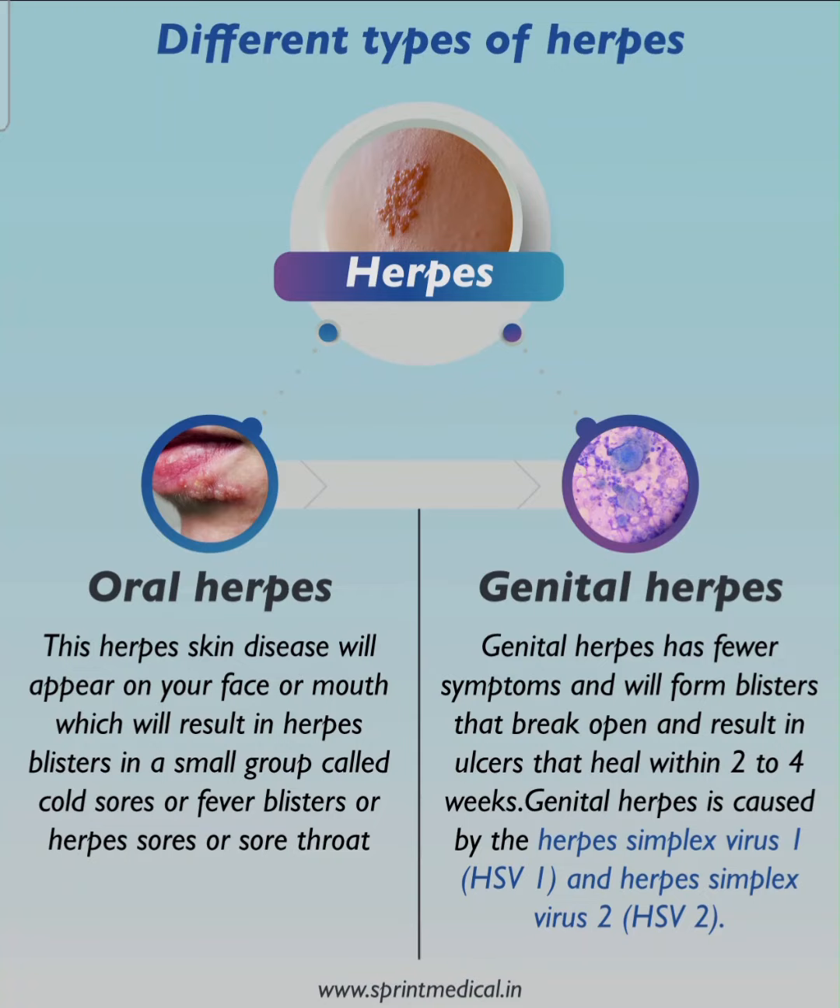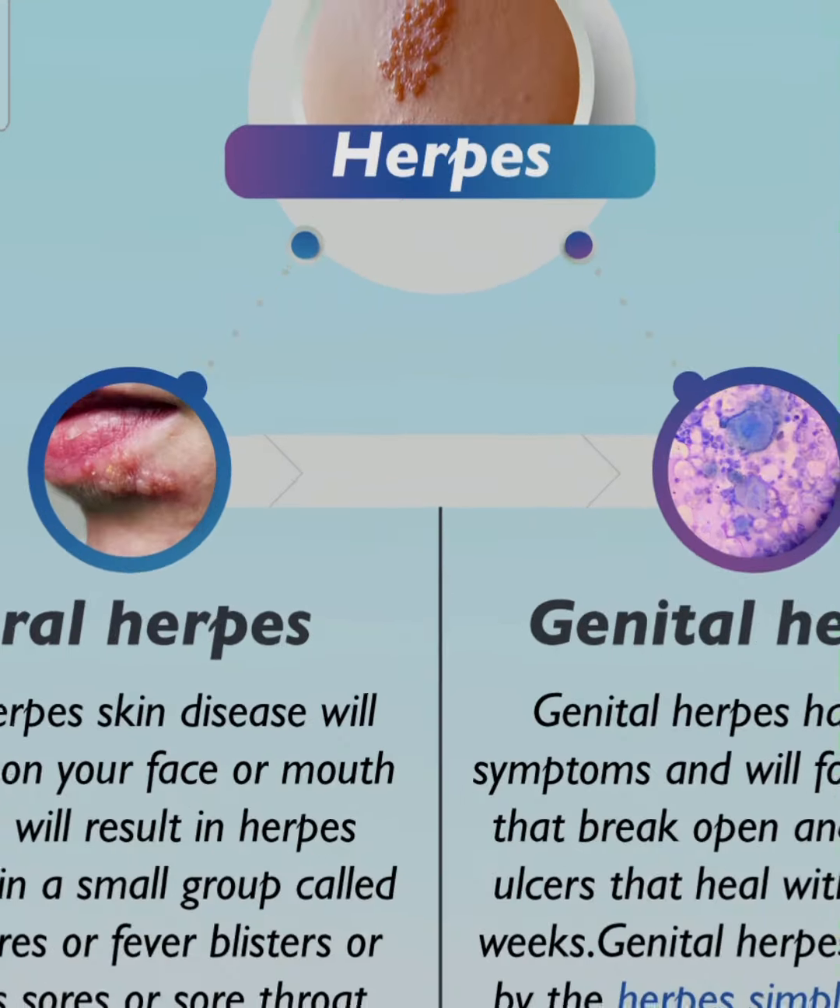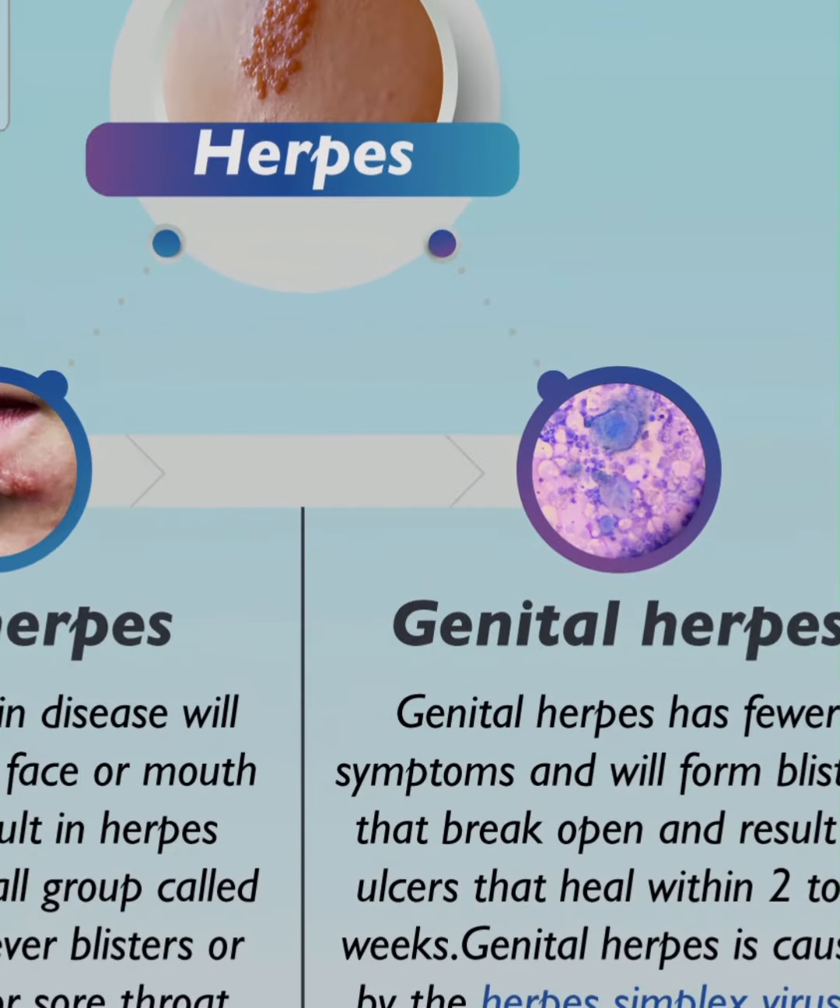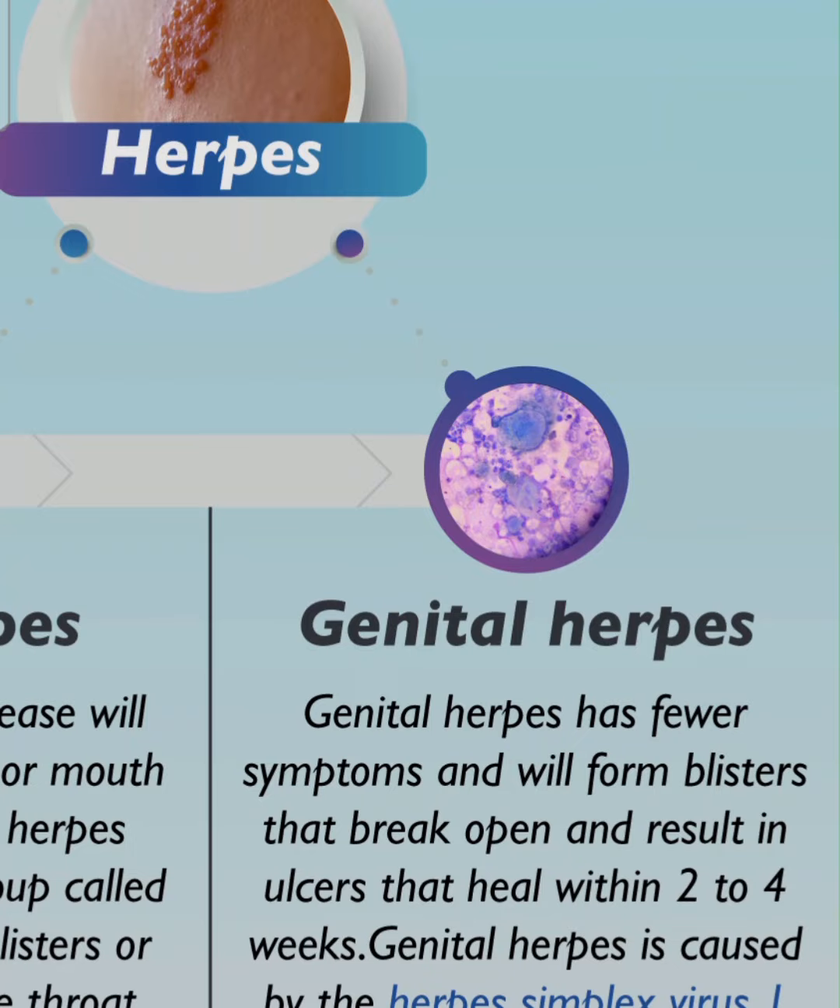Oral herpes occurs on the face or the mouth, and there will be formation of small blisters on the face, called cold sores or fever blisters, and a sore throat. These are the commonly seen symptoms in oral herpes, whereas genital herpes has fewer symptoms and forms blisters that break open and result in ulcers that heal within 2 to 4 weeks.